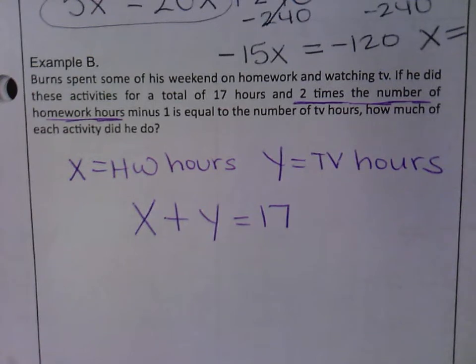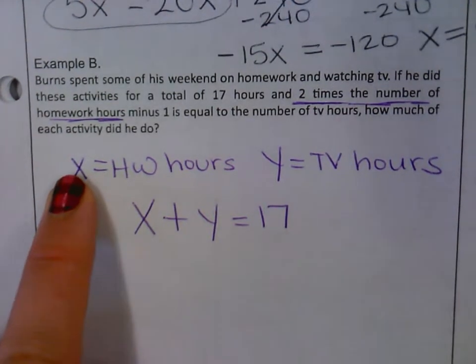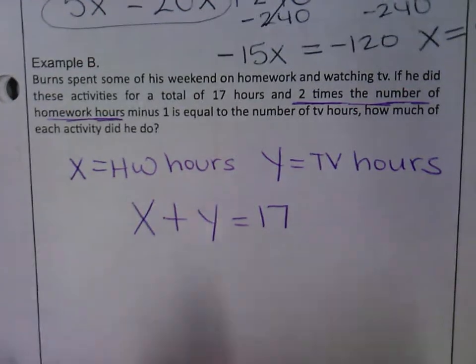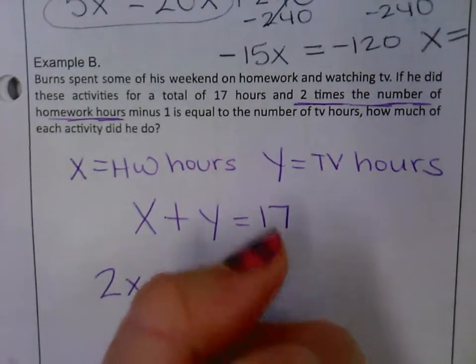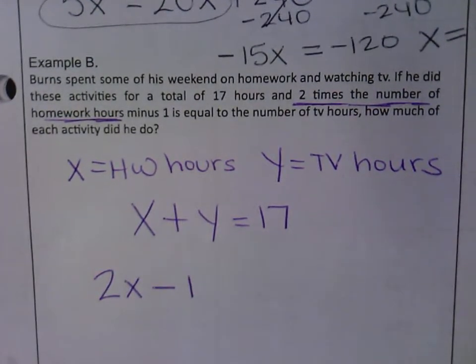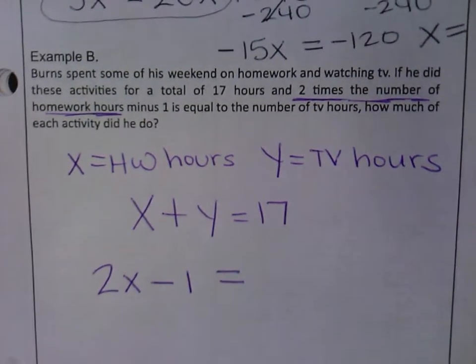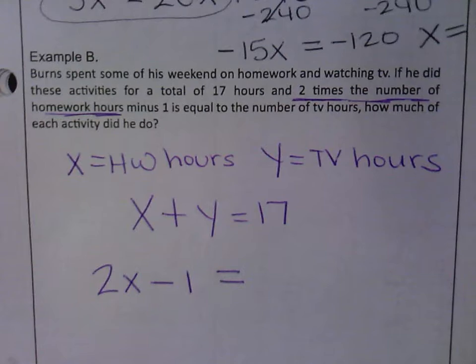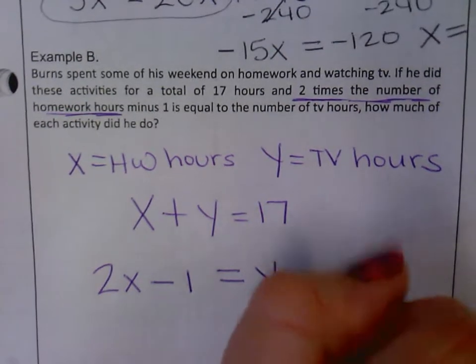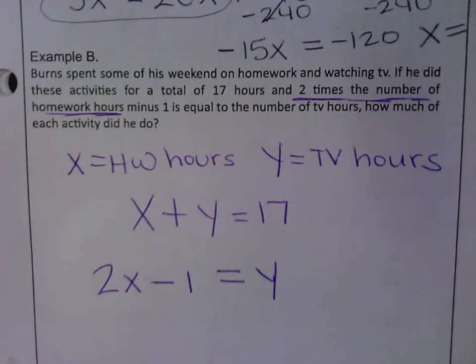What was homework? X, right? So can't I just say 2x? And then it says minus 1, so I can just write minus 1 is equal to, so I write an equal sign, and then it says the number of TV hours, so equals y. So you're actually kind of translating the words into an equation, which tends to be hard for students. So it takes some practice. You guys have to be thinking about it, not just zoning out.